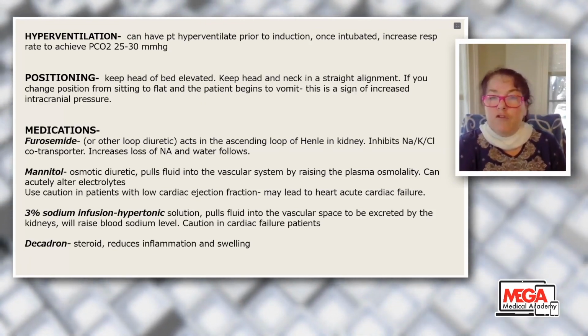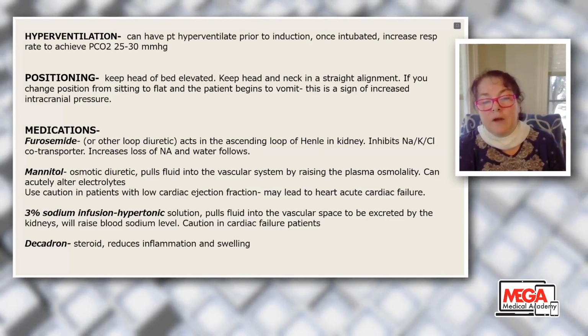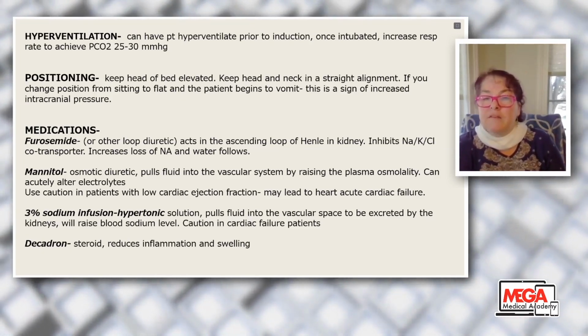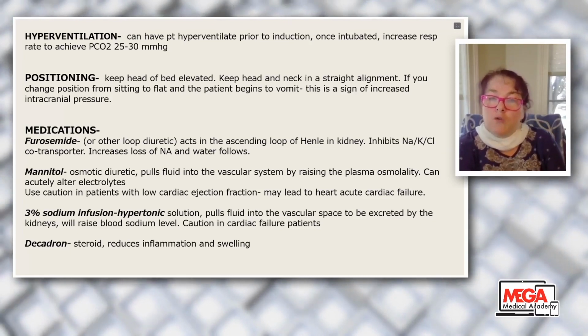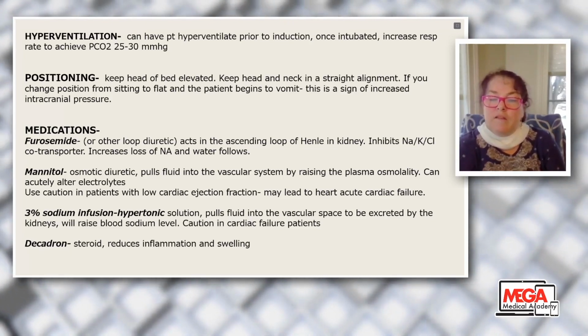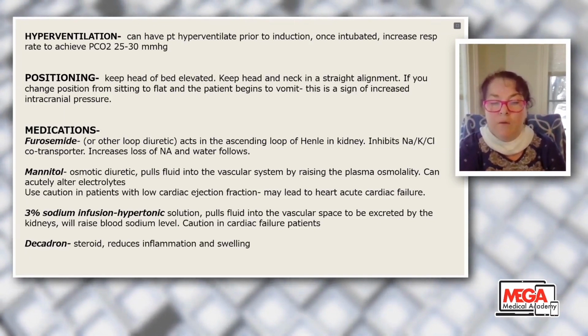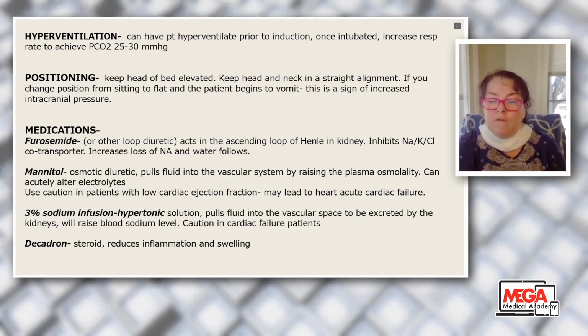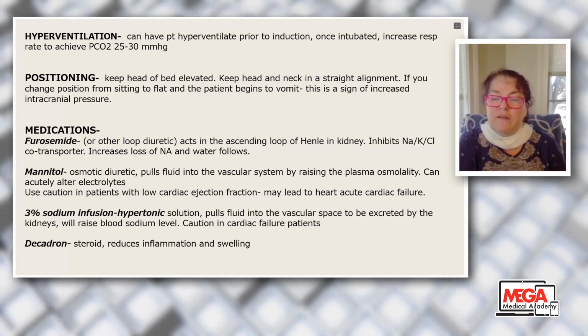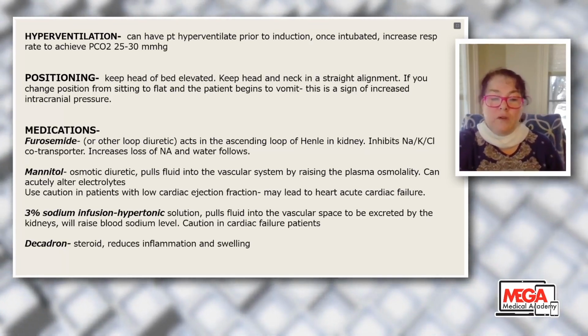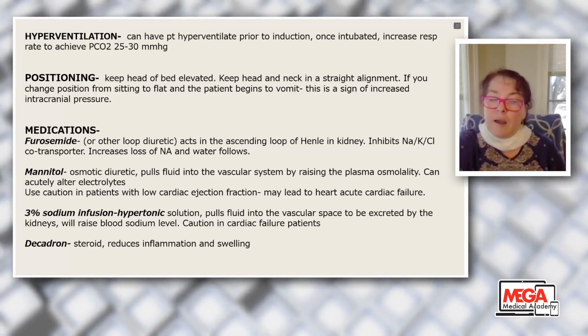So medications, furosemide. Furosemide is a loop diuretic. It acts in the ascending loop of Henle in the kidney, inhibits sodium potassium chloride co-transporter. It increases the loss of sodium, and water will follow. Mannitol is an osmotic diuretic. It will pull fluid into the vascular system by raising the plasma osmolality. This can also acutely alter your electrolytes if you give it too rapidly.